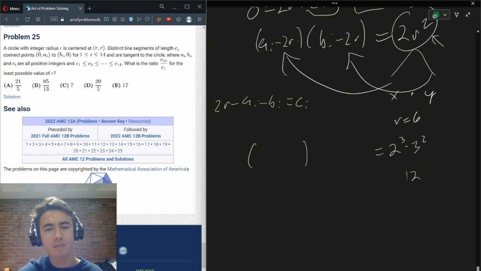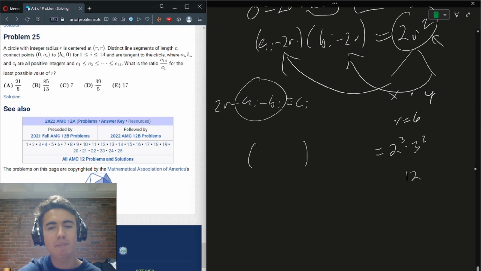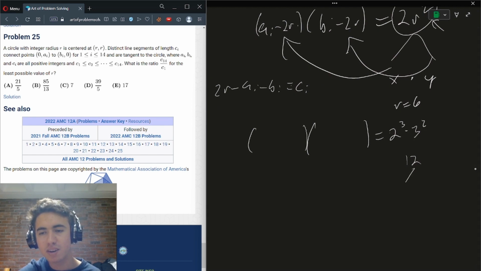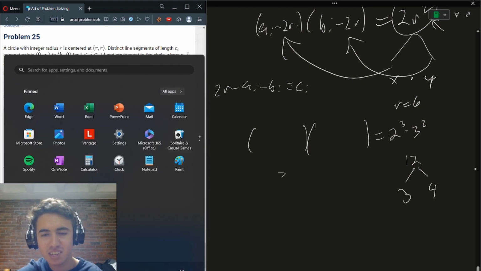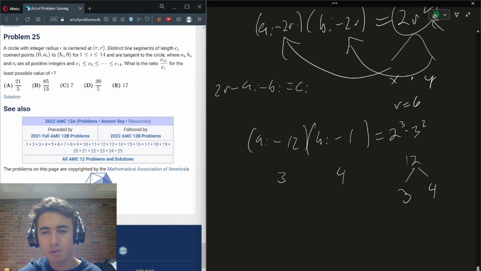So if we want the smallest solution, we should be maximizing the sum. And if we want the largest solution, we should be minimizing the sum of a_i and b_i. So let's think about how to do that. If we're trying to minimize the sum to get the largest c_i, we probably want a relatively equal distribution of 12, so like 3 and 4. Anyway, so let's say these are 3 and 4. In that case, we want the values. We already know that 2r is equal to 12, because we said r equals 6 is what we're trying out. So we'll have this expression.